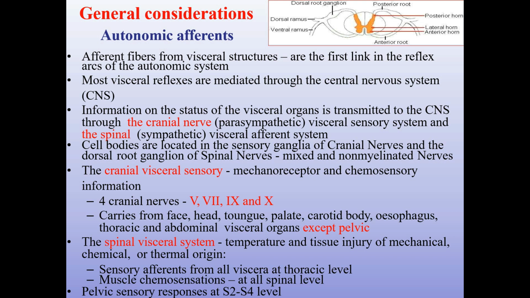There are four cranial nerves: 5, 7, 9 and 10. They carry information from the face, head, tongue, palate, carotid body, thoracic and abdominal visceral organs, except pelvic. The spinal visceral system carries temperature and tissue injury of mechanical, chemical or thermal origin, sensory afferents from all viscera at the thoracic level, muscle chemosensations at all spinal levels, and pelvic sensory responses at the S2 to S4 level.